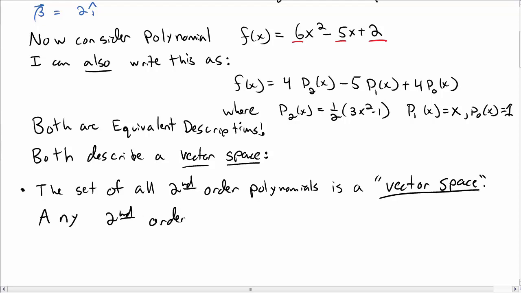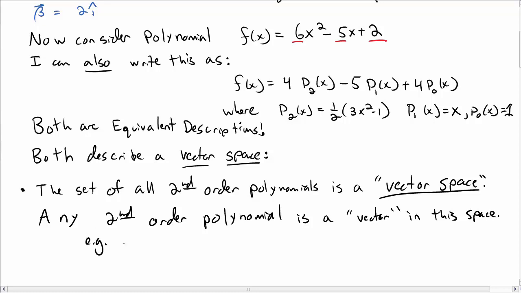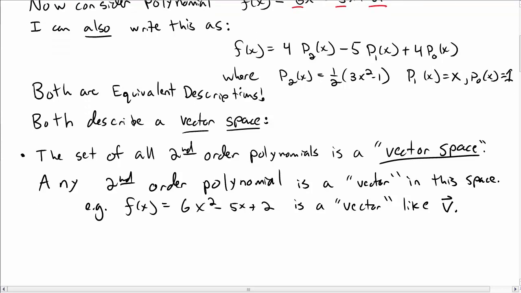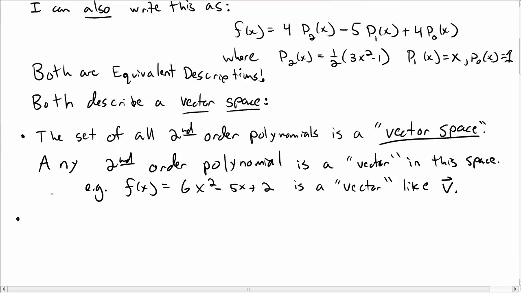In particular, any second-order polynomial is therefore a vector in the space of polynomials, all possible polynomials. So the vector f of x, or the polynomial f of x, which was 6x squared minus 5x plus 2, is a vector in the space of all possible polynomials. And it's a vector in the same sense that v was a vector in the space of two-dimensional vectors.